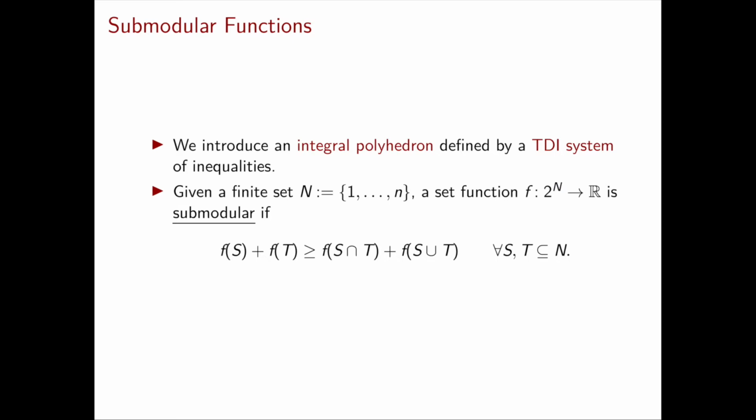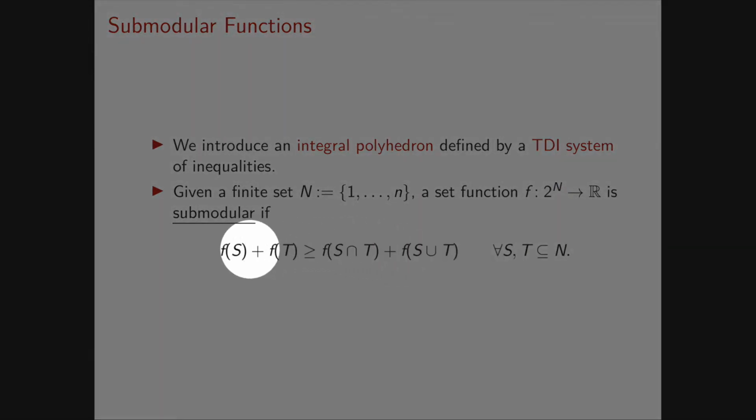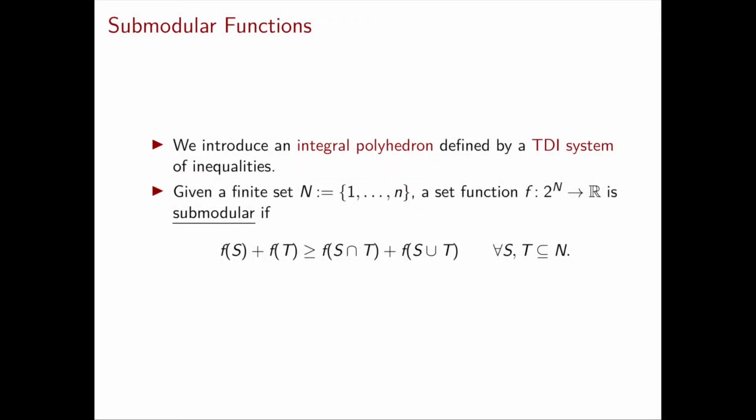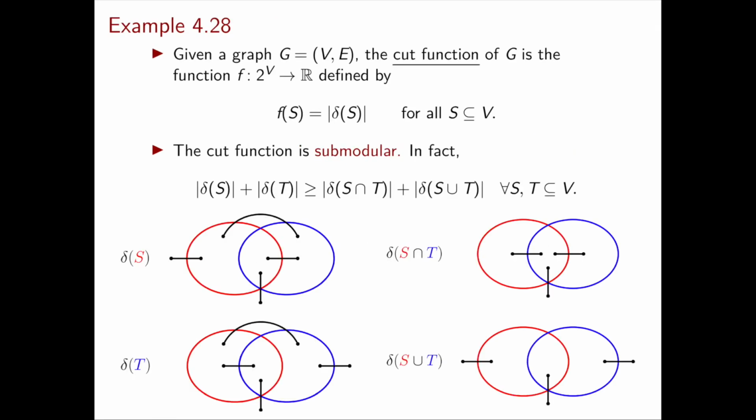So what do we have here? We have two subsets, capital S and capital T, and we have that the function evaluated on S plus the function evaluated on T is larger or equal to the function evaluated on the intersection plus the function evaluated on the union. Good, so let's immediately see an example so that we understand a little bit better what it means to be submodular. And this example is about the cut function.